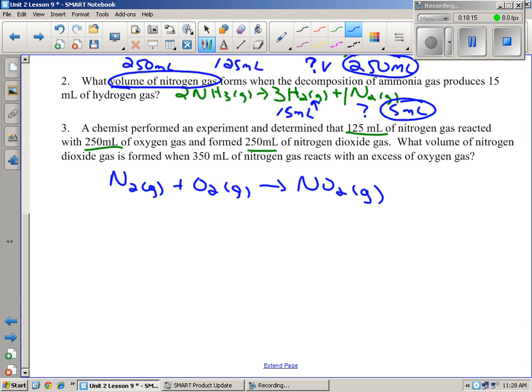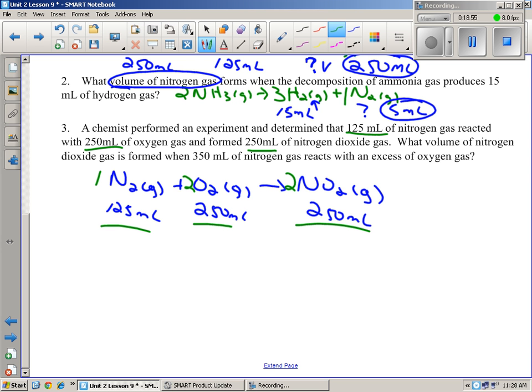In this particular example, they've told you what volumes react. So they say 125 milliliters reacted with 250 milliliters, and it formed 250 milliliters of this gas here. Based on those numbers alone, some of you can balance the chemical equation. But if you can't, look, 125, 250, 250. That's twice as much. So 1 to 2, 1 to 2. Yes? So that should be the balancing for that chemical equation.